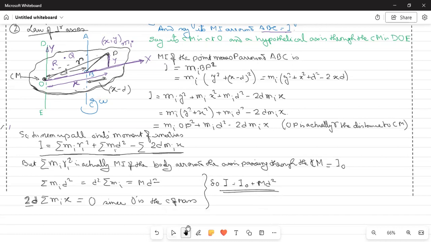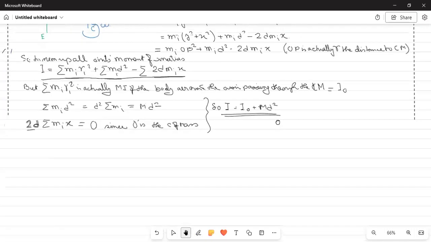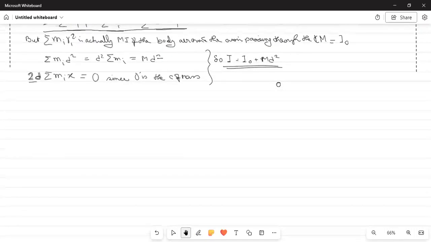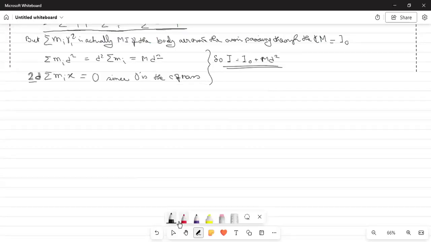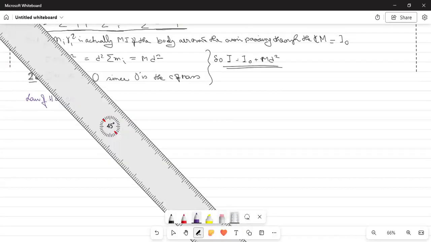Now let us go to the next law. Next law is the law of parallel axis. So this was, sorry, I'm very sorry. This was what we have discussed already. This is the law of parallel axis because the two axes are parallel here.